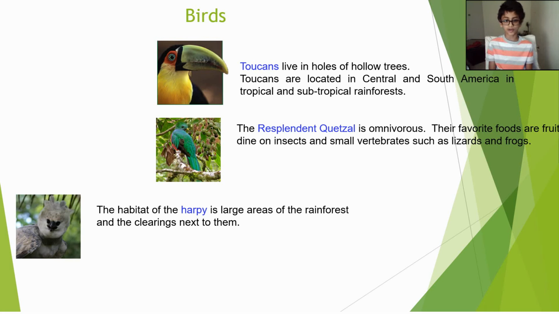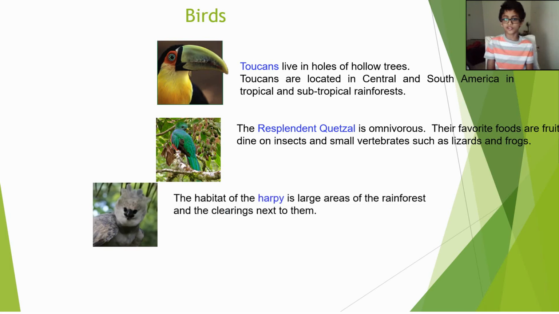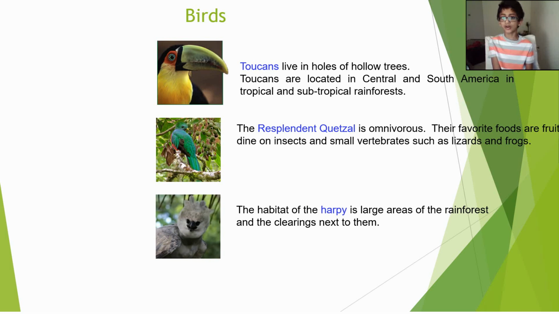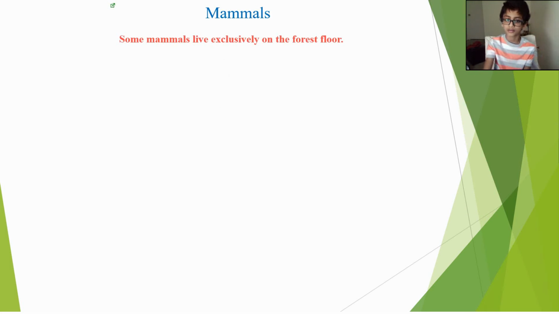And also the harpy. This lives in large areas of the rainforest. And the harpy eagle is also a very skilled monkey catcher. It's a carnivorous bird, which means it eats meat. So this harpy eats larger mammals like monkeys.